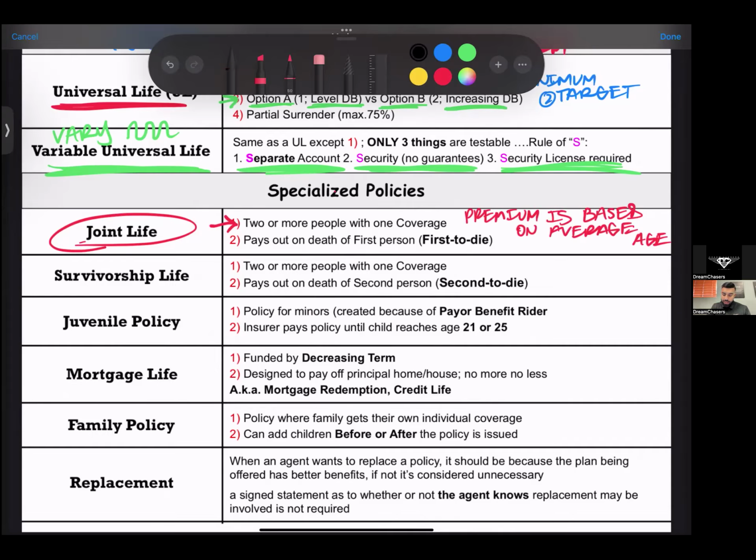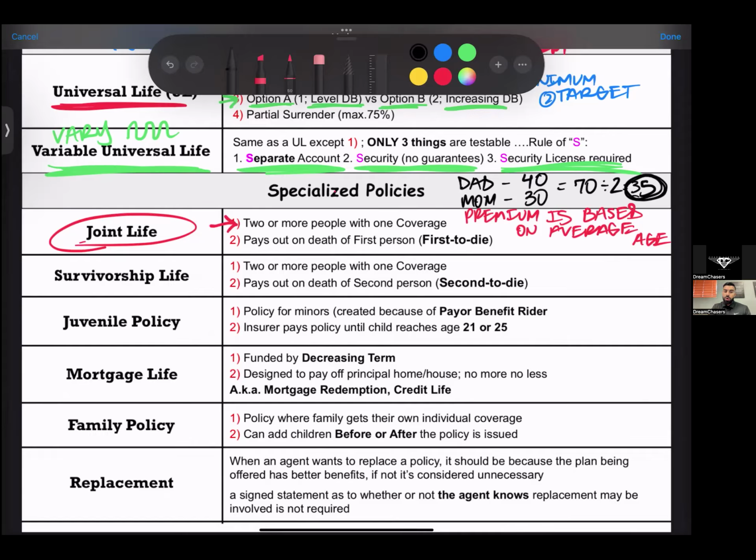So for example, let's say dad is 40 and mom is 30. You add both of those up, that equals 70. You divide 70 by two people, mom and dad, and that equals 35. So their premium is going to be based on their average age, which is 35 years old. Not on dad being 40, not on mom being 30, but on 35.